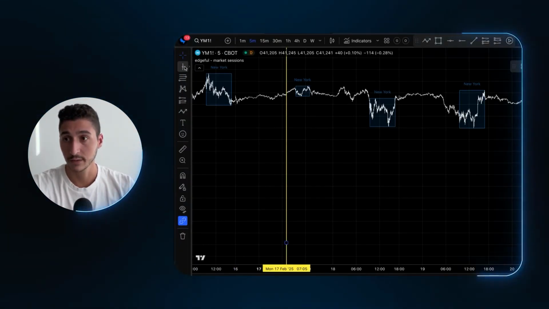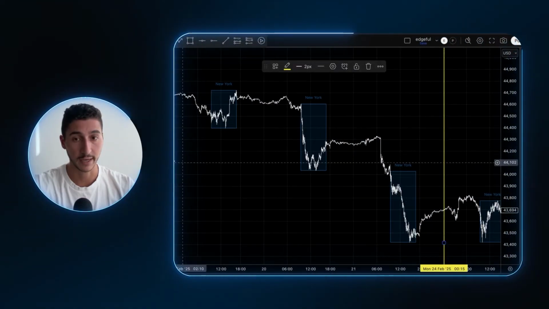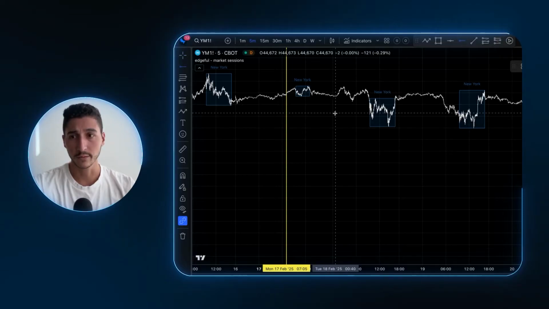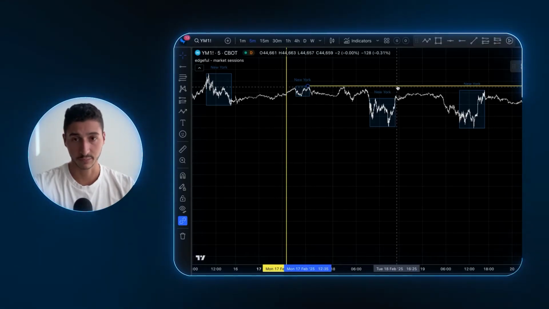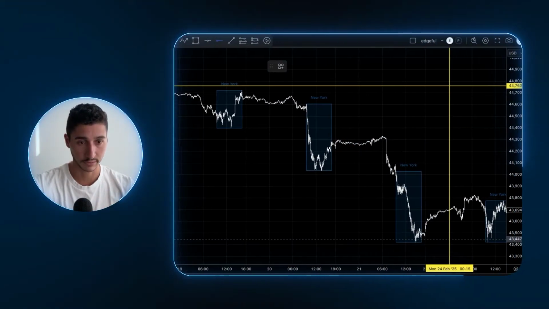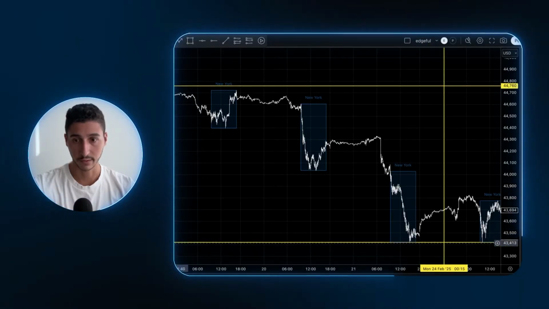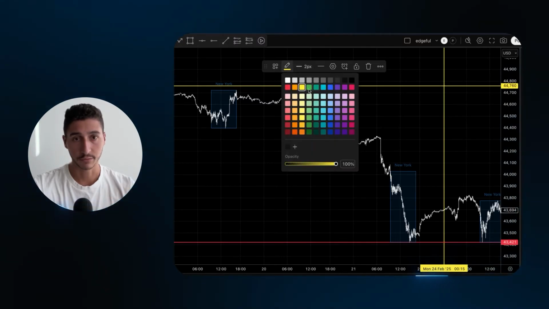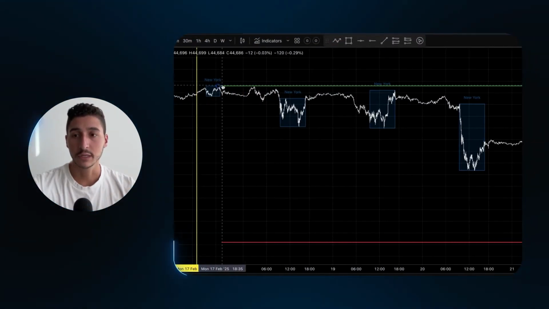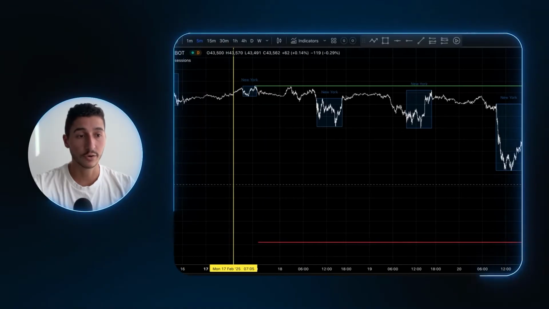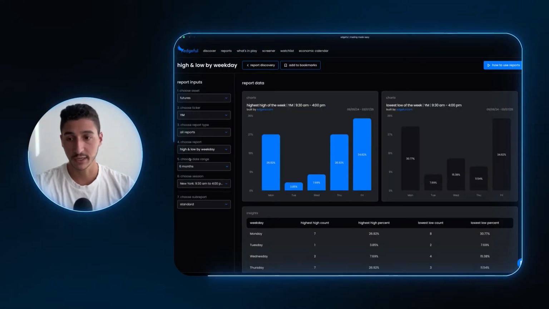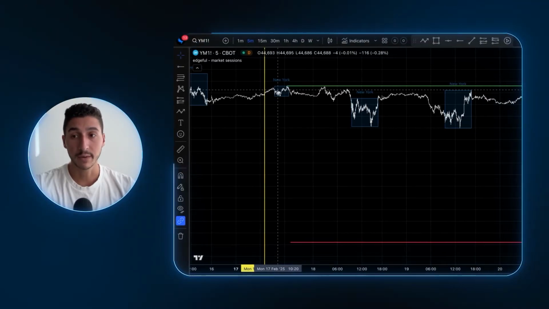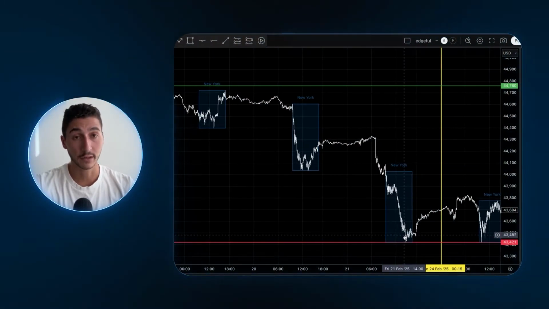So let's block off the start of the week and let's block off the end of the week. And then now let's look at what weekday made the highest point of the week and then the lowest point of the week right here. So I'm going to make this red, I'm going to make this green. And then now you can see only within these New York sessions, which I'm going to get to the other sessions in a second, but only within this New York session, Monday made the high and Friday made the low.